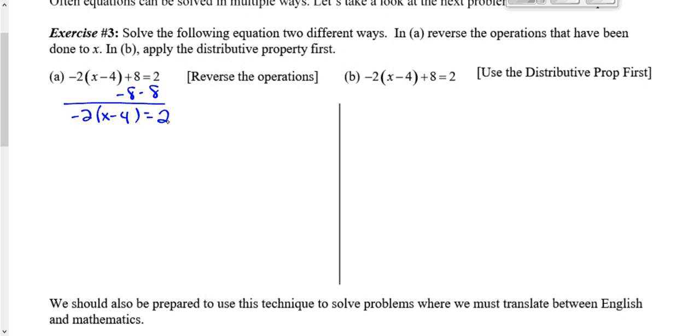What now? Negative 6. Now what? So adding undoes multiplying? Divide by -2, right? Now they'll cancel. So x minus 4 equals +3. Finally, add 4 to both sides.